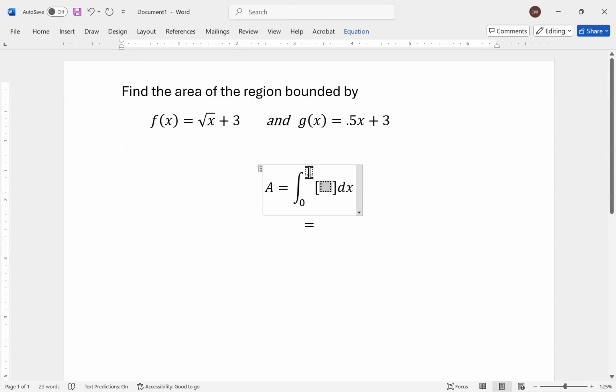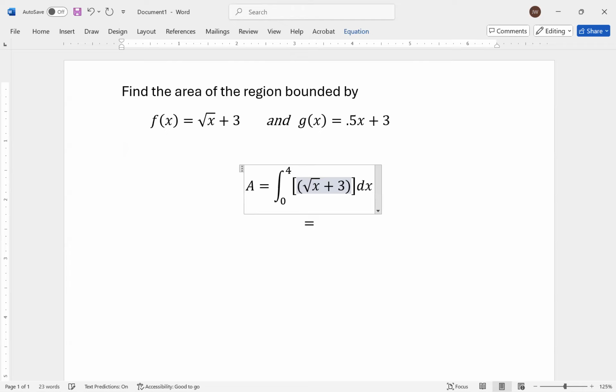I won't find points of intersection this time. I'll just say what we have. So we're integrating from 0 to 4. I saw that on the graph. And in this case, the square root of x plus 3 was on top, and the 0.5x plus 3 was on bottom.